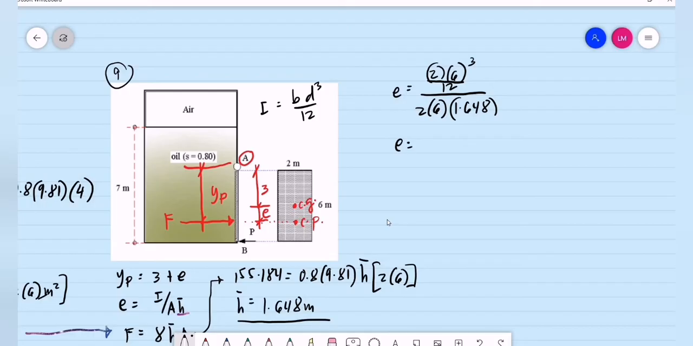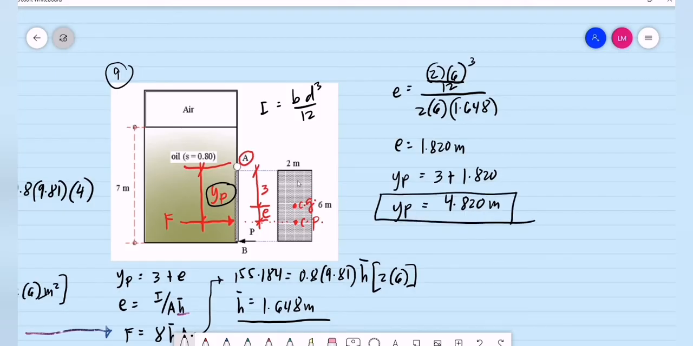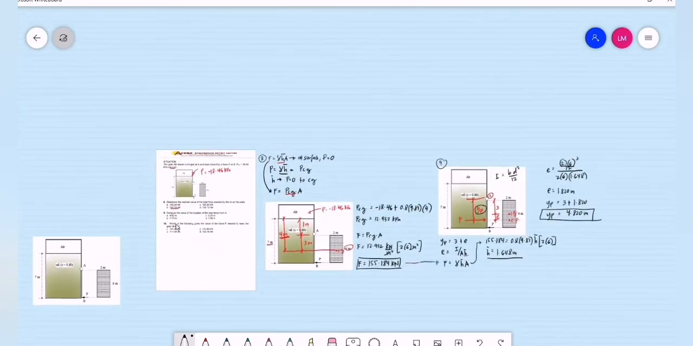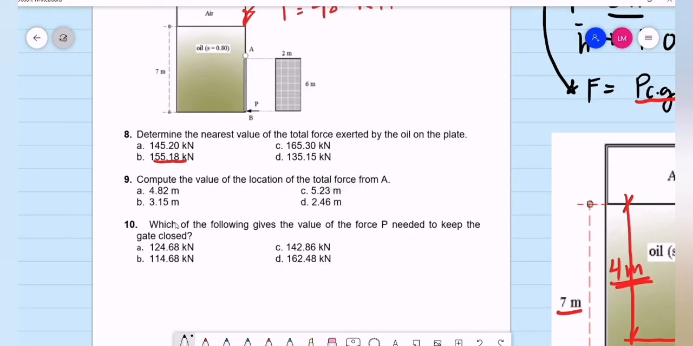So computing for the eccentricity, we have 2 times 6 cube divided by 12, divided by the area, 2 by 6, then divided by bar h, 1.648. So we have a value of the eccentricity as 1.820 meters. So computing for the y sub p, this distance, that is 3 meters plus the eccentricity 1.820, we have y sub p equal to 4.820 meters. So this will be our answer for problem number 9. If you check on our choices, for problem number 9, 4.820 is letter A, that is equal to 4.82.